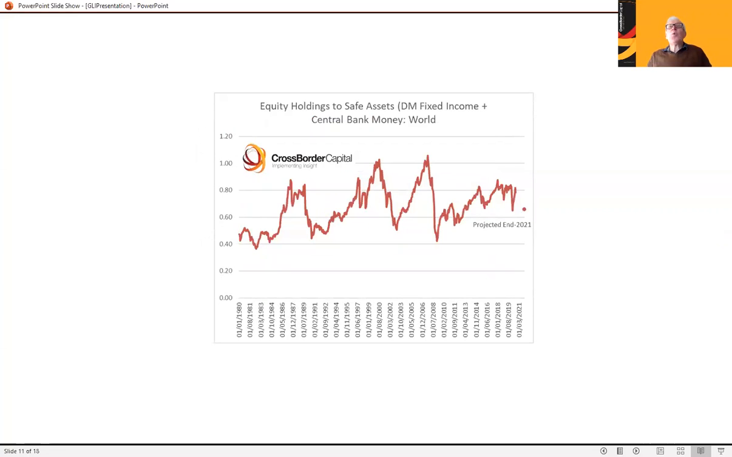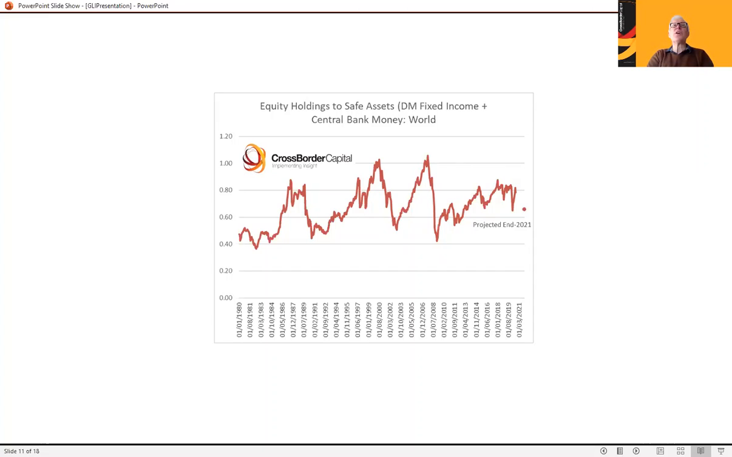And here is an equivalent chart, which basically looks at equity holdings versus the total pool of safe assets, as we calculated, which is developed market fixed income. So the value of issuance of G10 fixed income, let's say, plus all world central bank balance sheets together as an aggregate in dollar terms, divided into the stock of all holdings of equities worldwide. That ratio comes out currently at about 0.78.